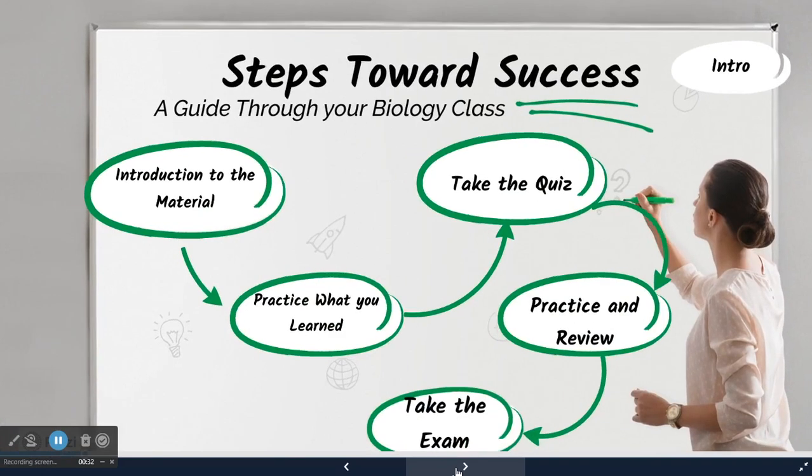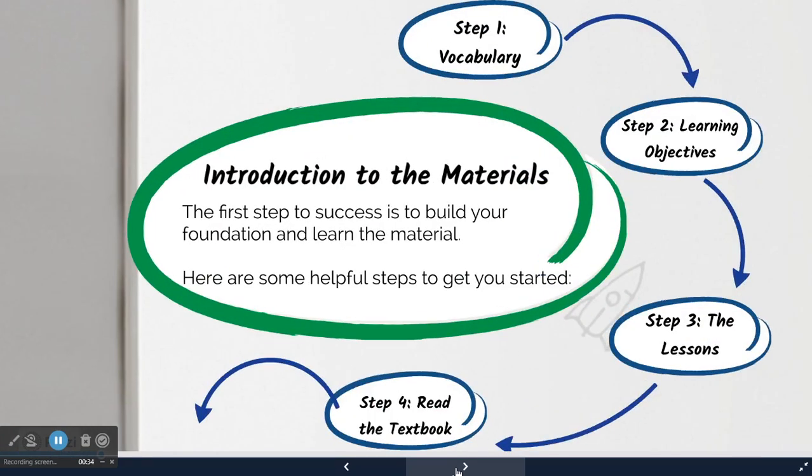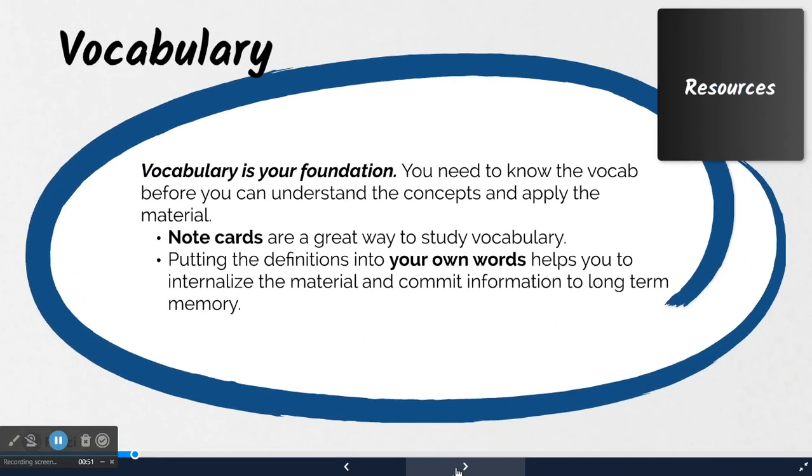Okay, so we're going to start with introduction to the materials. This should be your first steps to success. During this time you should do things like working on vocabulary, looking at your learning objectives, looking at the lessons, and reading your textbook. Your vocabulary is your foundation. This is where you need to start.